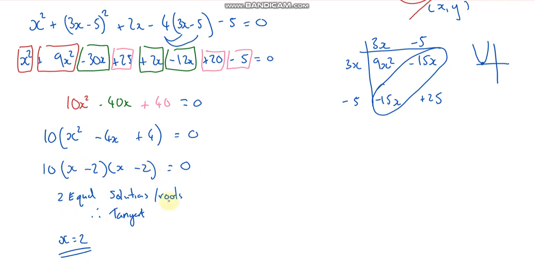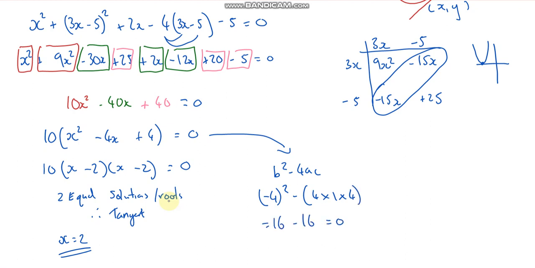I could also, if I wanted at this point, go off and do b squared minus 4ac. So I'll just write the whole thing out: negative 4 squared, take away 4 times 1 times 4, so that's going to give me 16 take away 16, which is equal to 0. And then b squared minus 4ac equals 0, therefore 2 equal roots, therefore it's a tangent. Apologies for the messy writing.